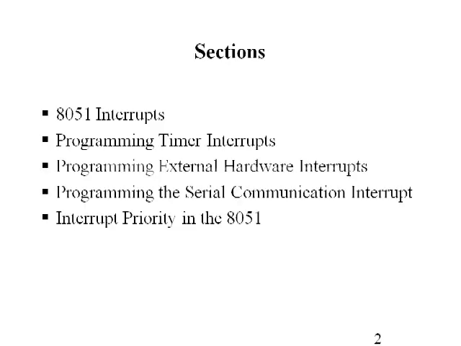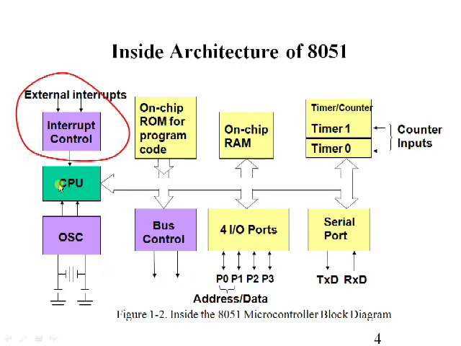Let us see the interrupts which are present in the case of 8051. These are the things which we are going to discuss in this session: interrupts in 8051, programming timer interrupts, external hardware interrupts, serial communication interrupt, and then how to set the priority for those interrupts. Now this is the block which we are going to discuss. This is the interrupt control block, which is going to receive the interrupts, that is external interrupts, and then it provides those interrupt requests to the processor. So we'll be discussing this block.